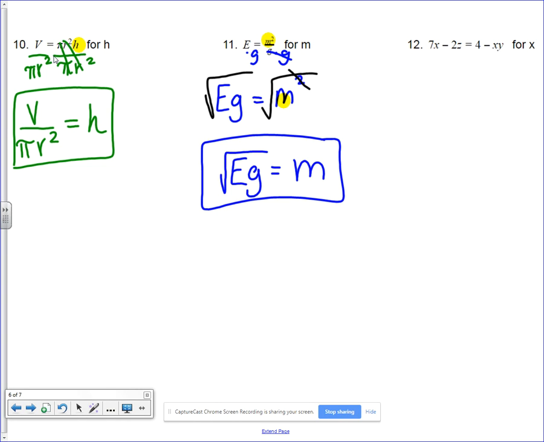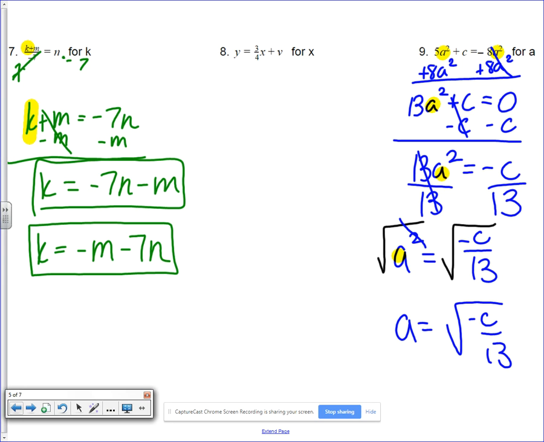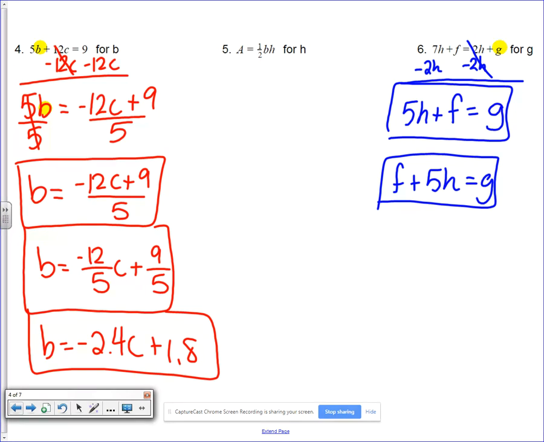Yep. This is for the volume. What is that the volume of? Volume of a cylinder. You guys all know what a cylinder is, right? Like a can. Okay. Let's go back to number 5. Looks pretty similar, doesn't it? Everything is all smushed together.